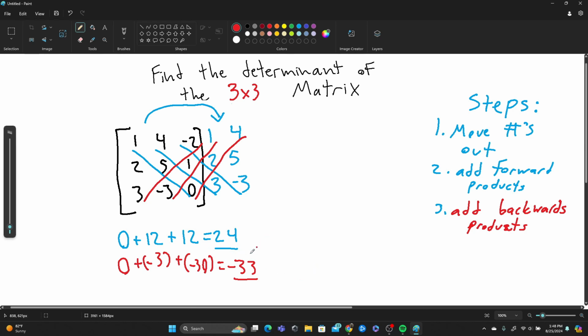And just like in the 2 by 2 matrix, we're going to do forwards minus backwards. So we're going to take our forwards number, which is 24, and then we're going to subtract our backwards number, which was negative 33. So minus negative 33, which is the same as plus positive 33. So 24 plus 33 is 57. So the determinant of this matrix is 57.